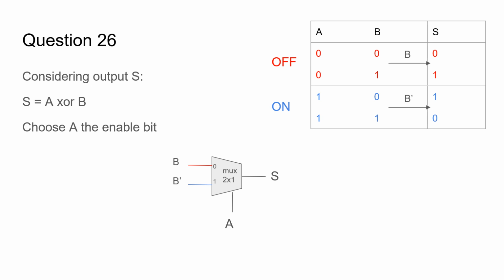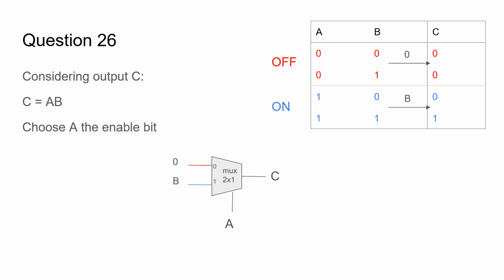So to sum up, the output S for the 2-to-1 multiplexer is that if we choose A, then we must not choose B, so we put B prime at place 1. And if we don't choose A, we choose B instead, so B is at the 0 place.